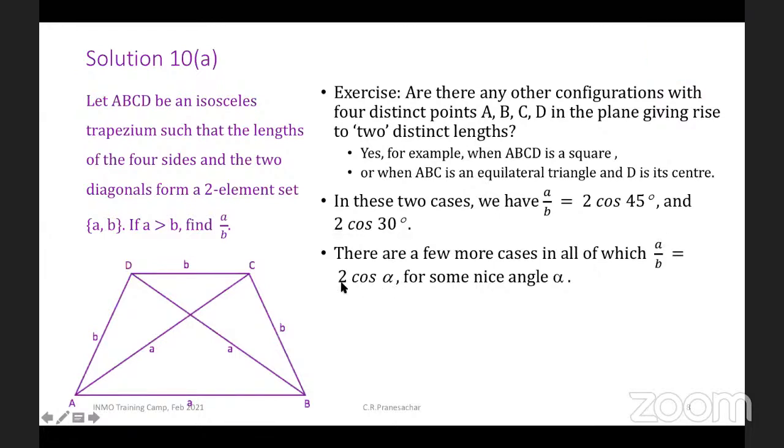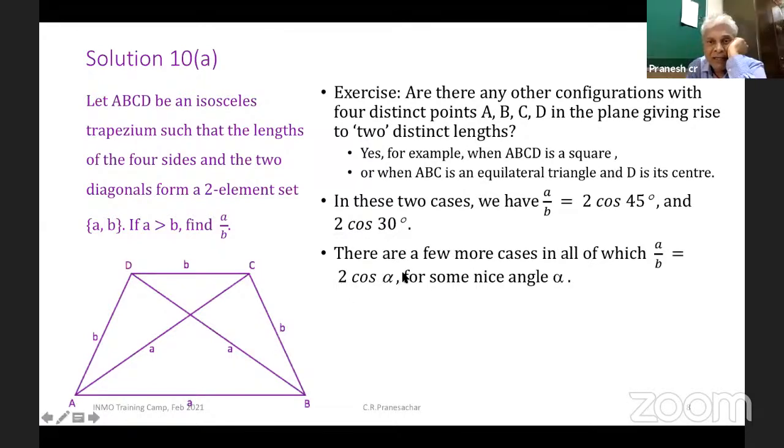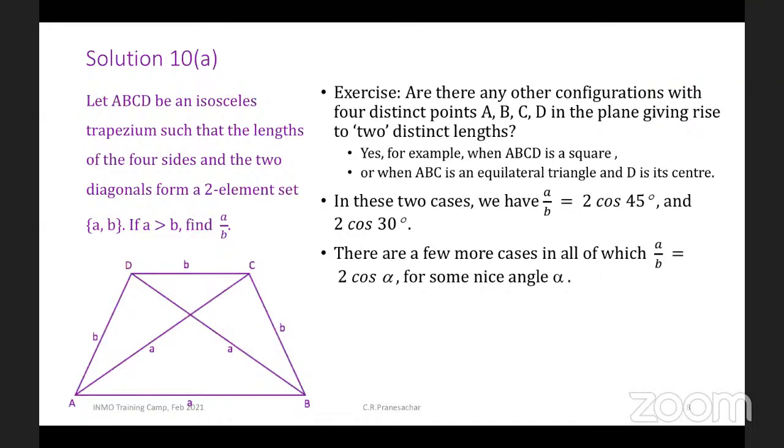Is there a reason? No, once you find all the configurations, you will see that all the ratios are of this form. Therefore, it has to be less than 2. We need to find all the configurations. I think, including the rhombus, there are maybe 3 more. You can try to find them. That is left as an exercise.